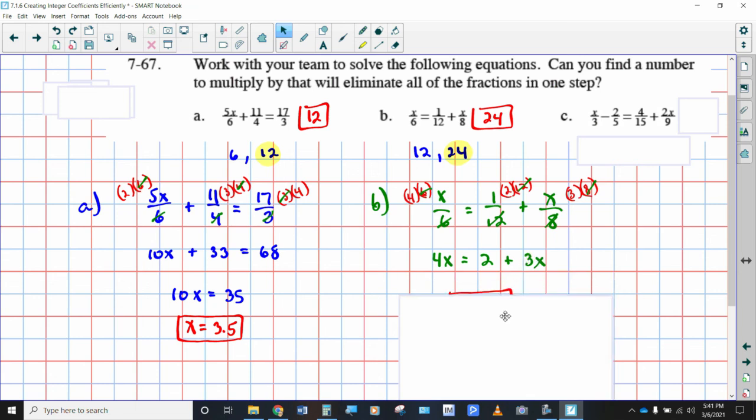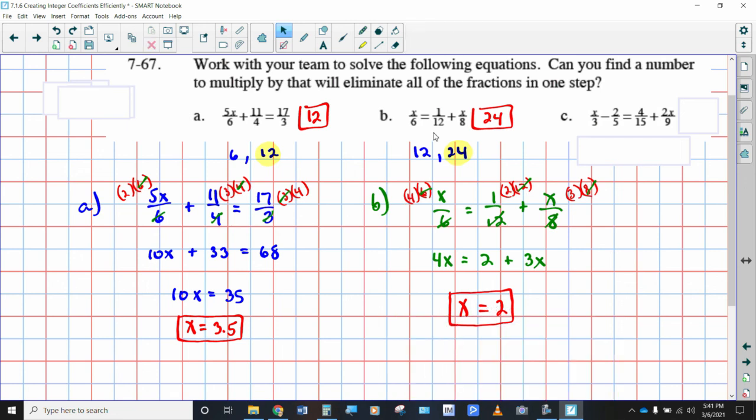Now subtract 3 x's from each side, and that leaves you with 1x on the left, so x is equal to 2. That is going to be our solution. This one would be easier to check. I would assume you're going to check it to make sure that it works. It does work. All right, this one I promise you we're not going to do.